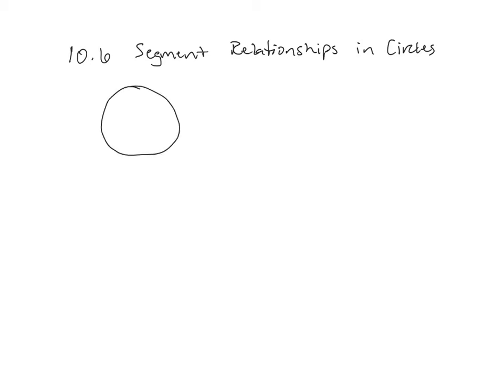All right, so 10.6, we're getting closer to the end. Segment relationships in circles. The last section we talked about the angles on the outside. Now we're going to talk about segments.